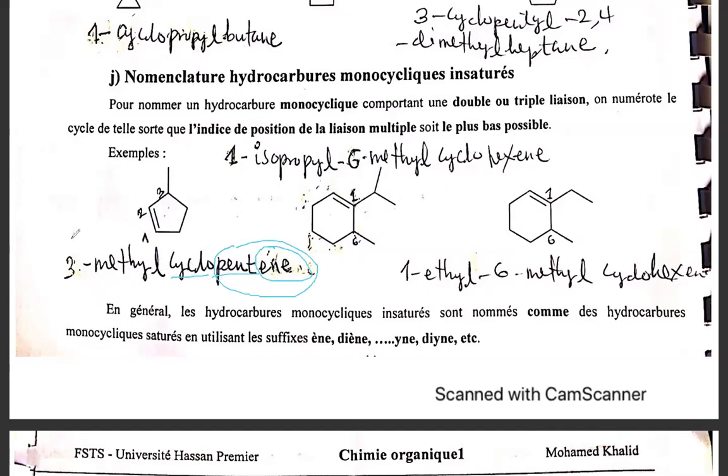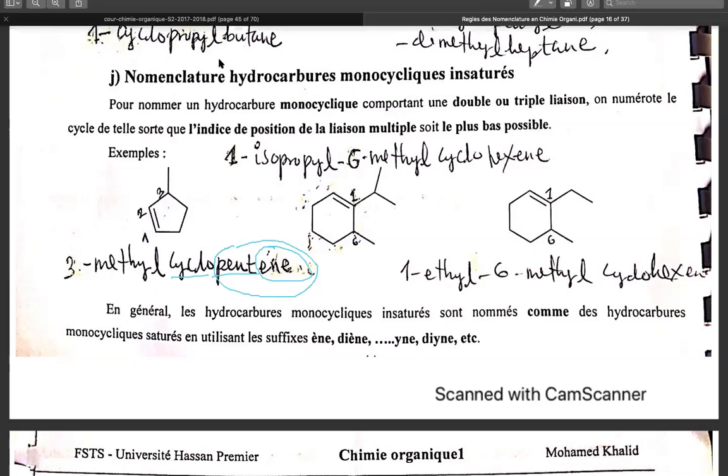Cyclopentene. Now we come to the substituents and their positions. Because the methyl substituent is at position number 3, we are going to now have the name 3-methylcyclopentene.